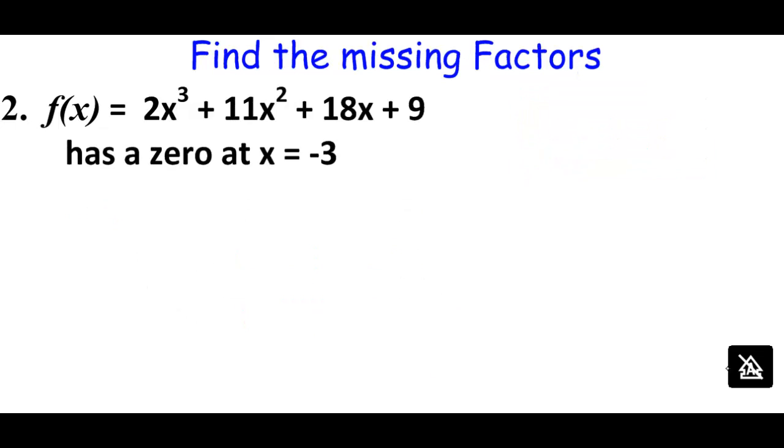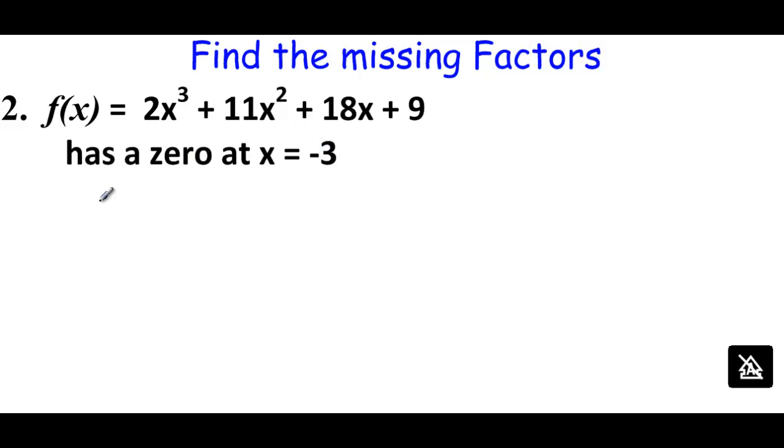And the last thing we're going to look at is finding the missing factors. So what I gave you is the polynomial function, and I'm telling you it has a 0 at x equals -3. And remember, we spend a lot of time factoring, but this is a way that if you know a 0, if you know one of the solutions, you can actually work backwards to find the factors. So let's think about this.